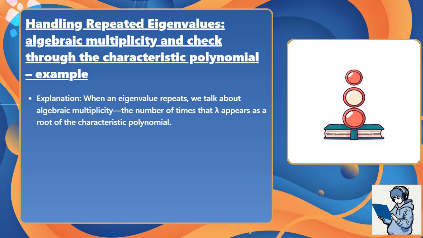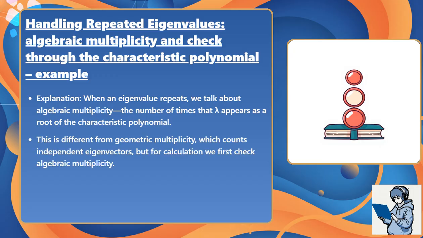Explanation: when an eigenvalue repeats, we talk about algebraic multiplicity, the number of times that lambda appears as a root of the characteristic polynomial. This is different from geometric multiplicity, which counts independent eigenvectors, but for calculation we first check algebraic multiplicity. Example: matrix D equals a 3 by 3 matrix with first row 6 2 1, second row 0 6 0, third row 0 0 6.